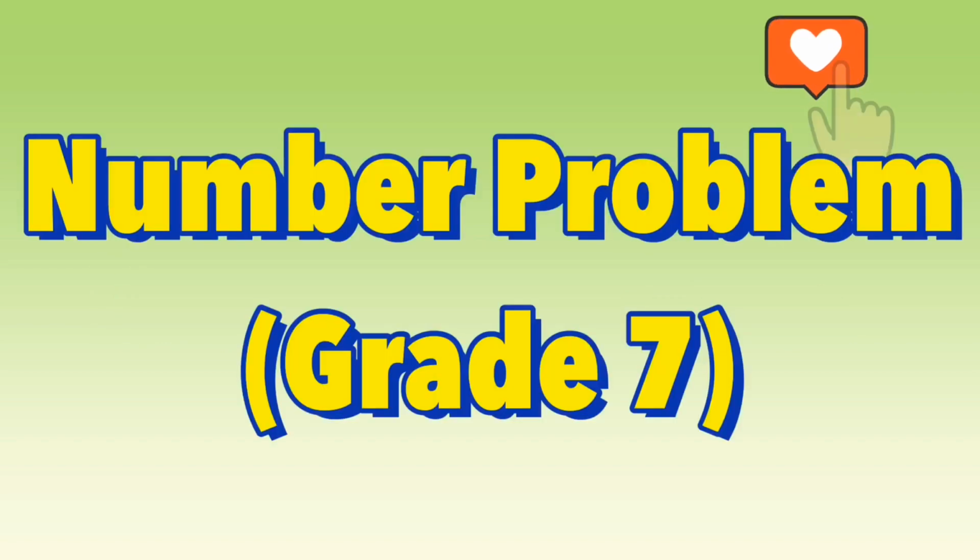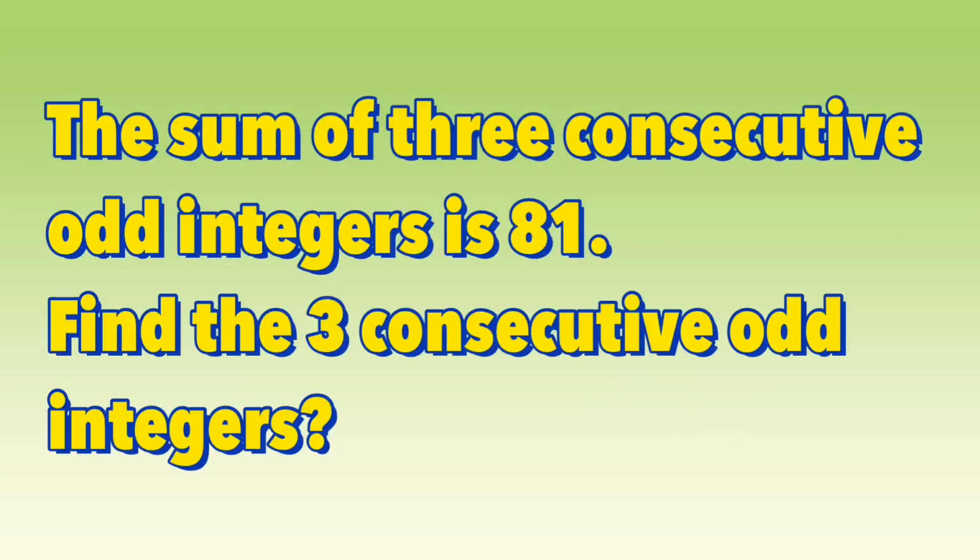Today we're going to answer again the number problem, grade 7, part 2. The number 2 problem: the sum of 3 consecutive odd integers is 81. Find the 3 consecutive odd integers.